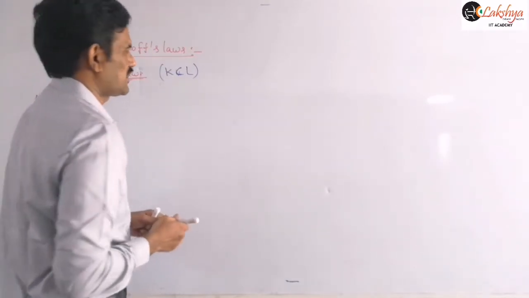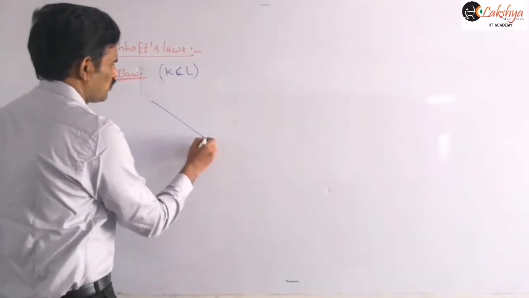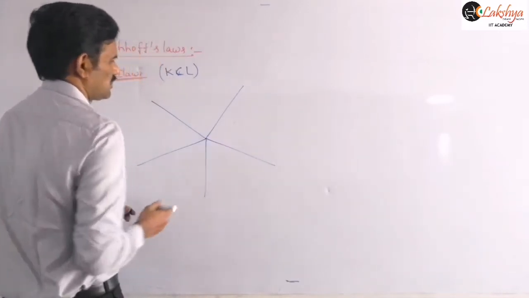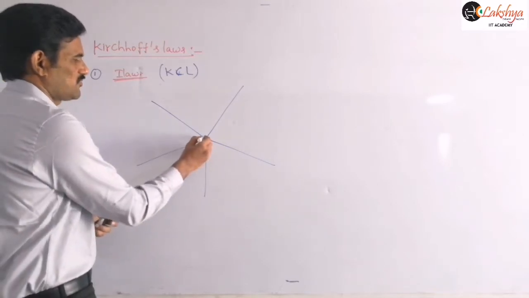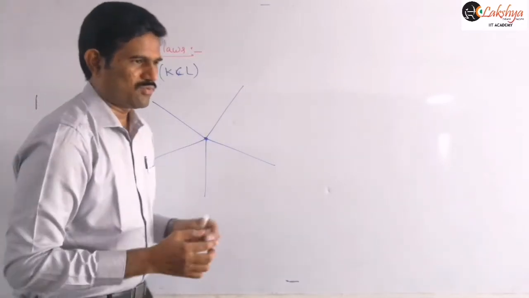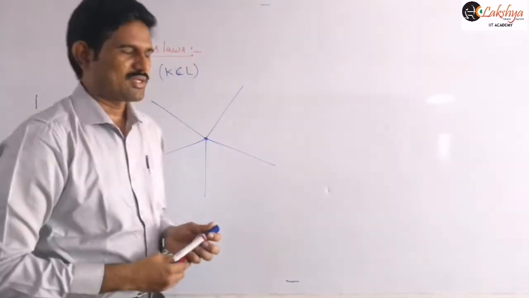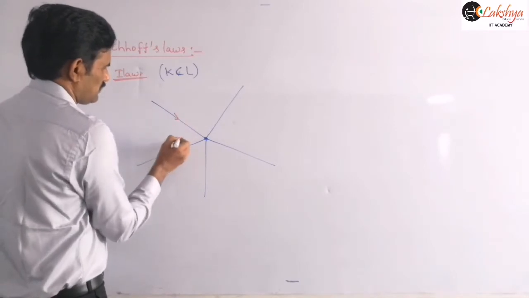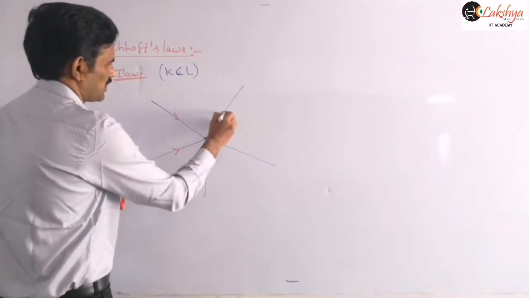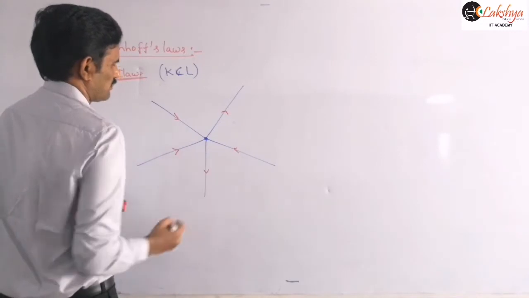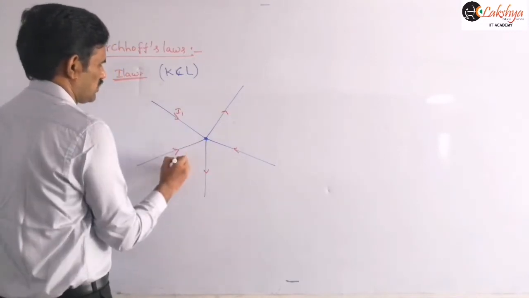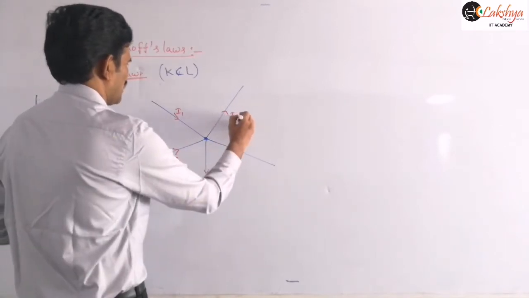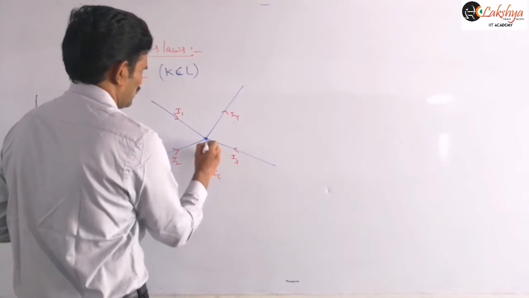Simply, this indicates that when two or more connecting wires are joining at a point, that is nothing but what we call a junction, right? Some currents are flowing into the junction, and some currents are flowing out of the junction like this. Suppose I am taking these as I1, I2, I3, and this is I4 and this is I5. This is the junction O.